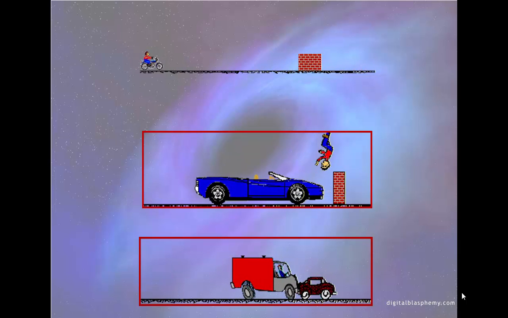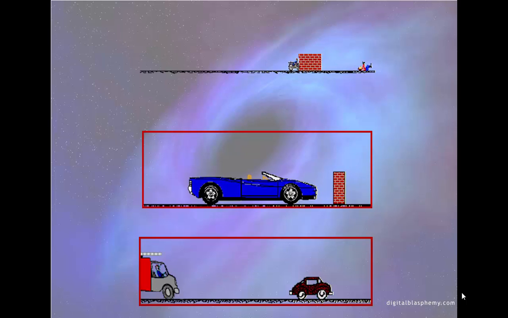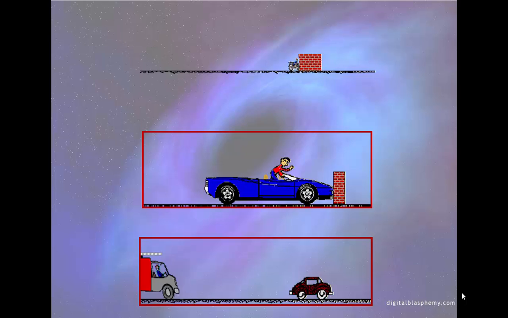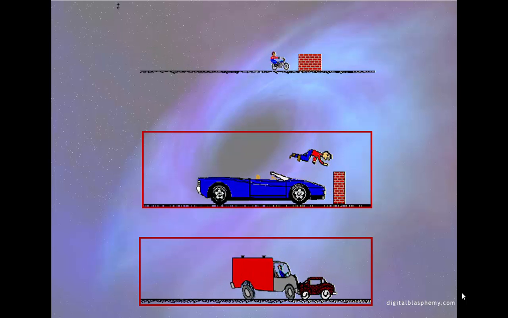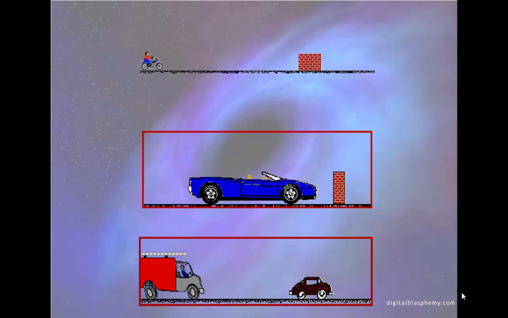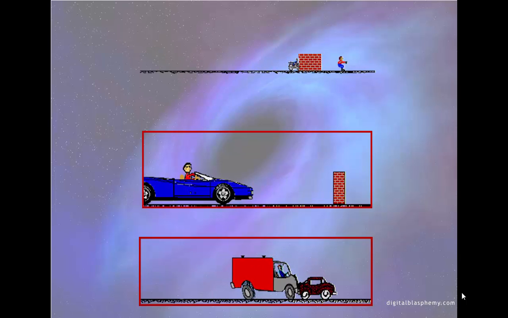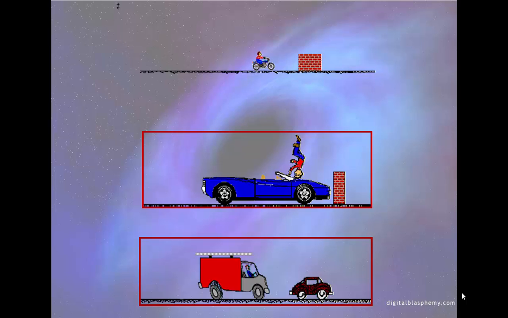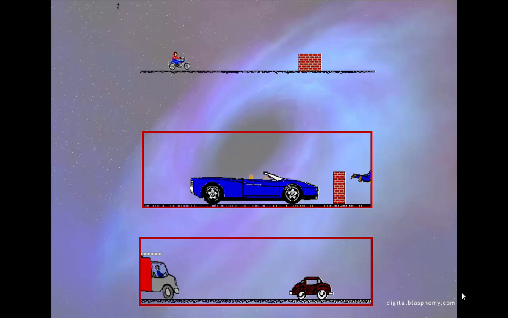At the same time, you're moving very quickly. Your mom's tailgating the person in front of you, has to slam on the brakes. That's when you go forward, because you're in motion. The car stops, but you continue in motion, and you go forward towards the dashboard. So again, this is because of the law of inertia.